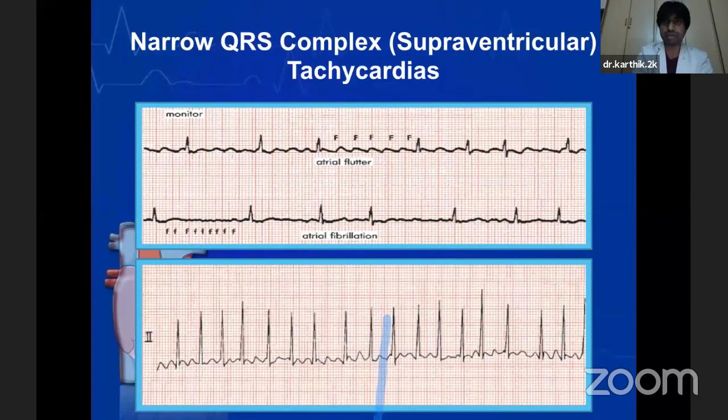Now look at the P waves in that ECG strip. The P waves are quite prominent. They look like a sawtooth. So when there are prominent P waves with a sawtooth appearance with varying RR intervals, usually the diagnosis goes towards atrial flutter with variable block. And if you see the bottom illustration, you can see again there is a narrow QRS complex tachycardia.